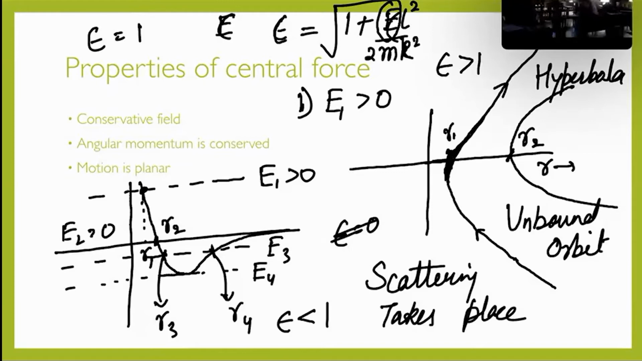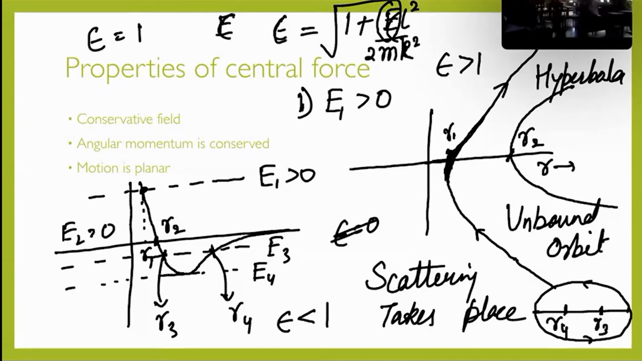For the second part also, that is E2 equals 0, the trajectory was a parabola and the motion was still unbound. However, for the third case, when energy is less than 0, the trajectory or path it follows is an elliptical path, and the motion is bound. Elliptical path and the motion is bound. So this is your R3, this will be your R4. Elliptical bound motion.